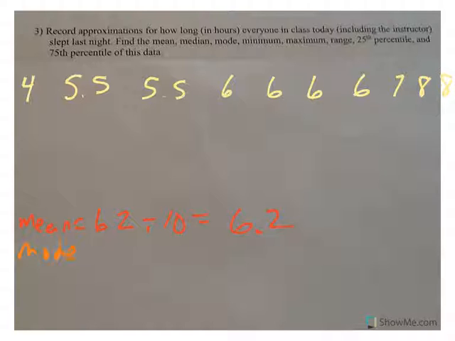My mode is the number that appears most often. In this case, 6 is there 4 times. My minimum is my smallest number, which is 4. My max is the biggest number, which is 8. The range is the difference between those 2 numbers. 8 minus 4 is 4.